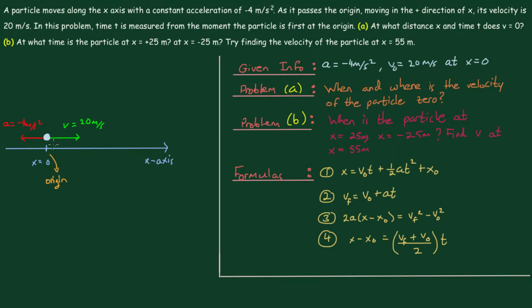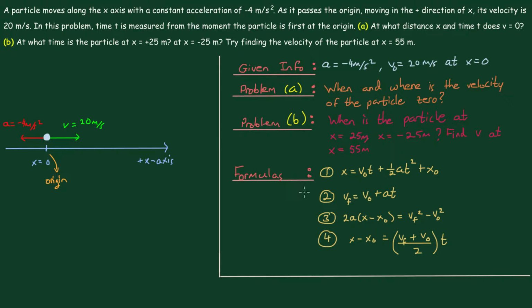Right, so over here, you can see that I've drawn the particle, and I've labeled its velocity with a green arrow directed at the positive direction of x. So this is the positive direction of the x-axis. The acceleration, on the other hand, because it's negative, we represent it with a leftward facing arrow, opposite to the velocity. So it's going to be slowing down the particle the further and further away the particle goes.